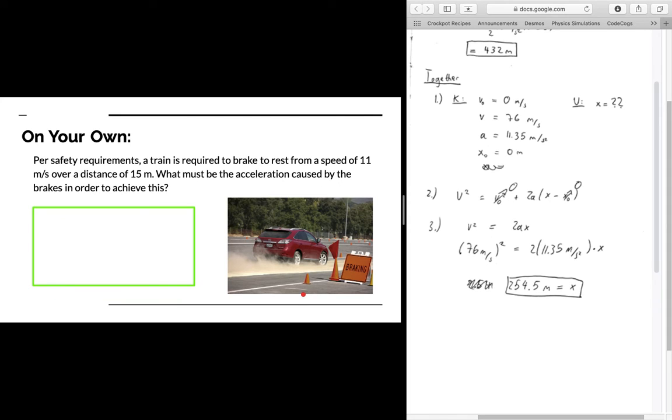And then lastly, we have an on your own problem right here. If you want to work out this problem by yourself, feel free to do so. You can pause the video at this time, complete your work, and then check with the solution. So we'll go through a solution right now.